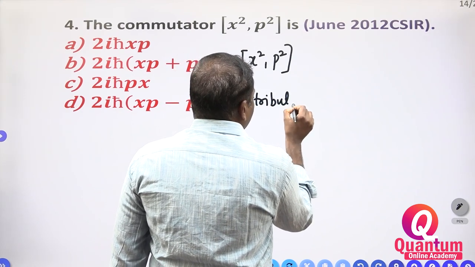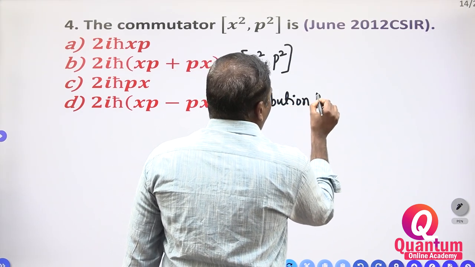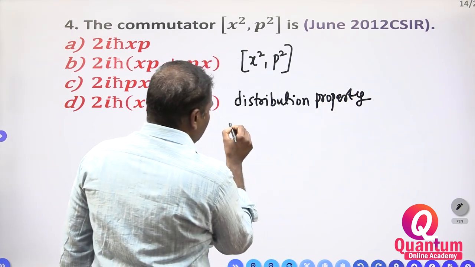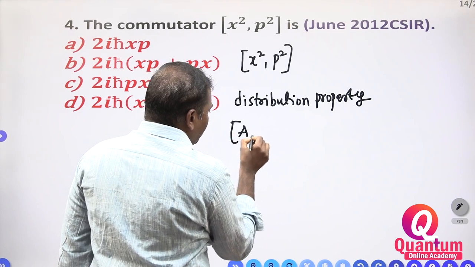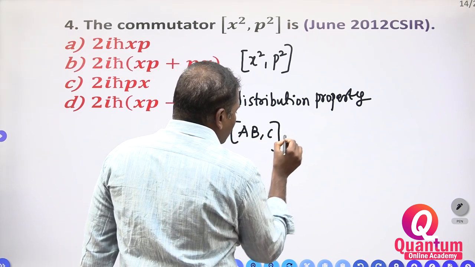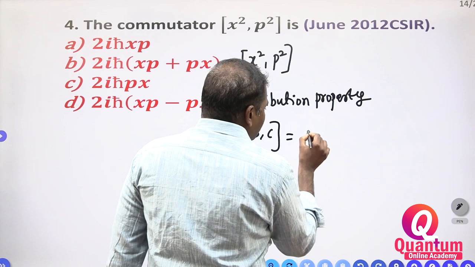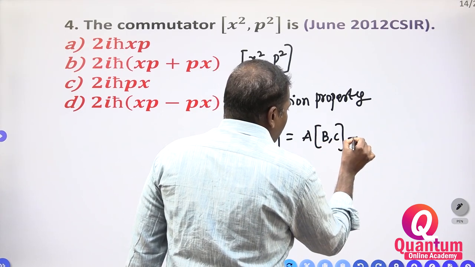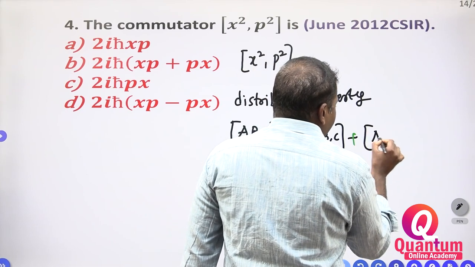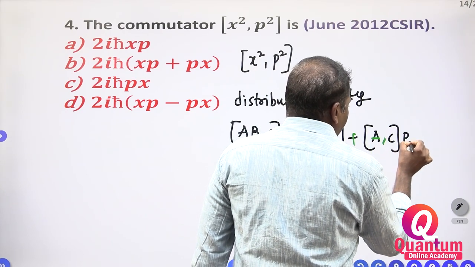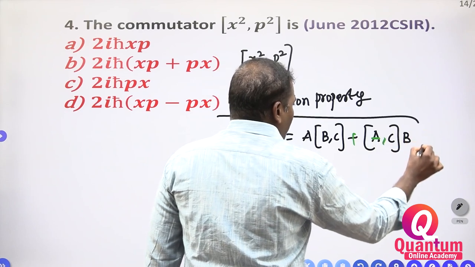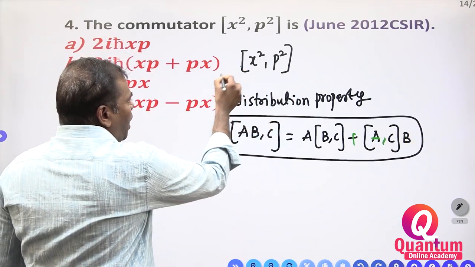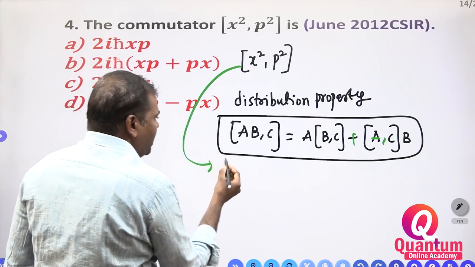Distribution property. If you know the distribution property or distribution axiom of the commutator: the commutator [AB, C] is equal to A into commutator [B, C] plus commutator [A, C] into B. This is a rule, the distributing property rule, right? From this property, I am showing how we have to apply it.